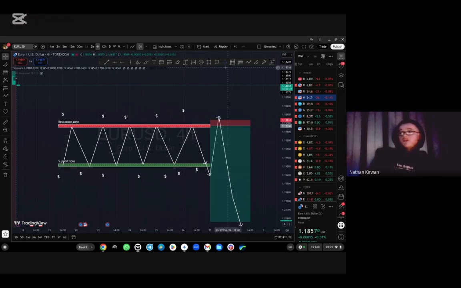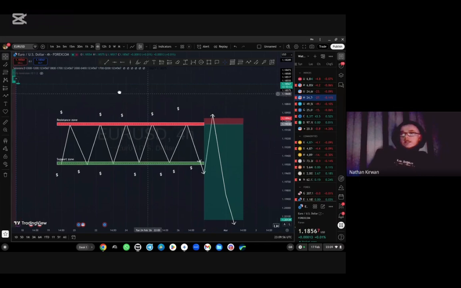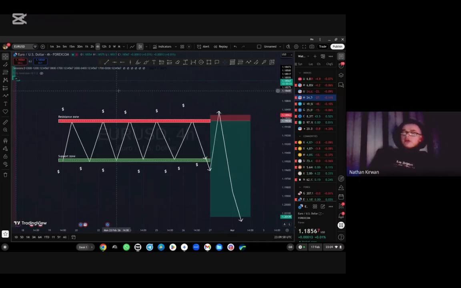Because there's nothing worse if you are a seller. There's nothing worse than when you are selling up here and price does come and sweep your stop loss, and you were right. You were right in your directional analysis, but you still paid the price because you didn't wait. You tried to be greedy with it. That's the idea behind consolidation. That's the idea behind market structure.